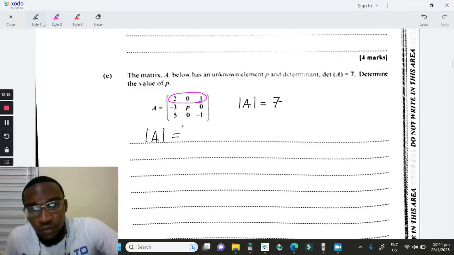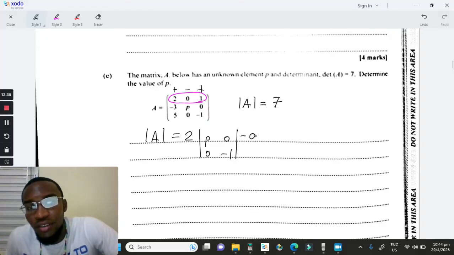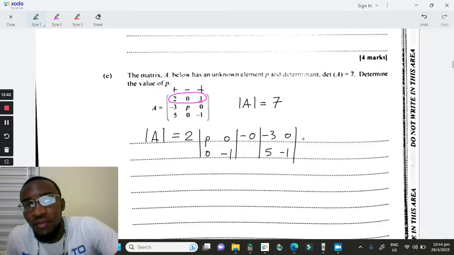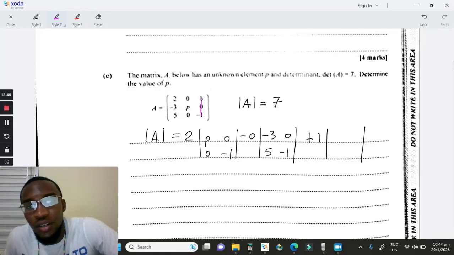Using the first row, it's a positive 2 times the determinant of cross the row and column with 2 in it. You'll be left with P, 0, 0, minus 1. Then the cofactor signs, remember, are plus minus plus. So now this is minus 0 times the determinant of cross the row and the column with 0 in it, minus 3, 0, 5, negative 1. Then we have plus 1 times the determinant of cross the row and the column with 1 in it. We cross out that and we're left with minus 3, P, 5, 0.